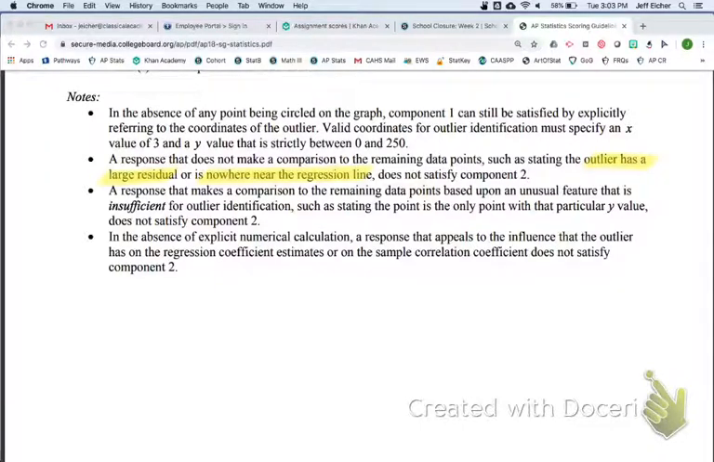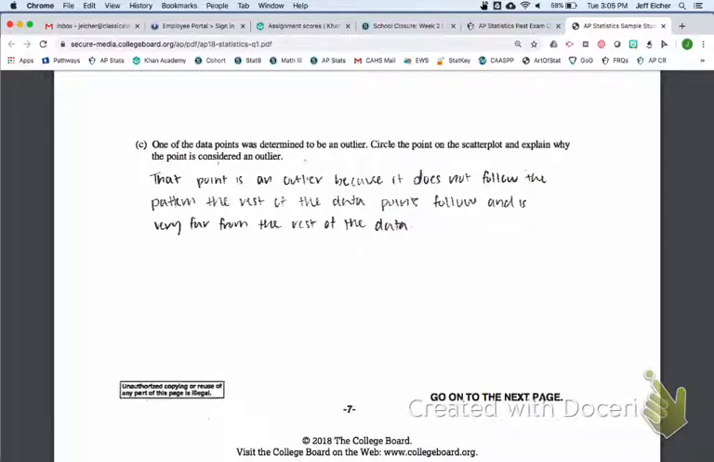Note number 3, a response that makes a comparison to the remaining points based upon an unusual feature that is insufficient for outlier identification, such as stating the point is the only point with that particular y value, does not satisfy component 2. And then note 4, in the absence of explicit numerical calculation, a response that appeals to the influence that the outlier has on the regression coefficient estimates does not satisfy component 2. Now with those things in mind, let's jump over to this response and see what you think.